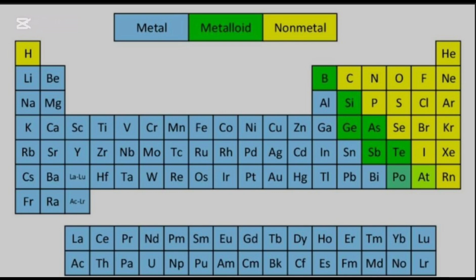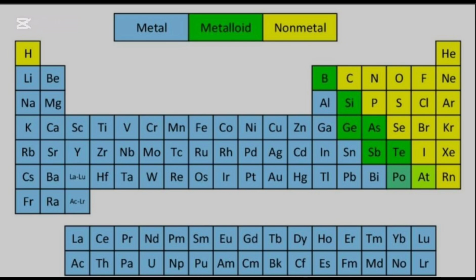Just like I said in the previous slide, metals are on the left and non-metals are on the right. When you hear the word metalloid, these are elements that exhibit both metallic and non-metallic properties. Yeah, they have both sides. They are neither here nor there, meaning they have some properties of metals and some properties of non-metals.